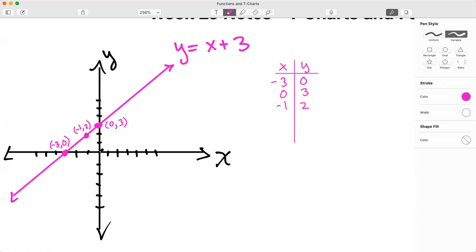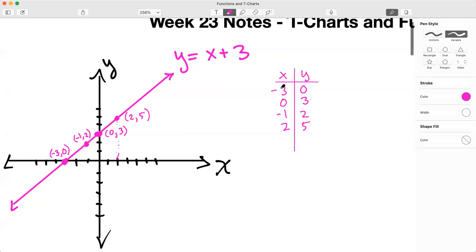Okay, let's pick another one. Let's go over here. Let's go 2 over this way. And then let's go up from there. And that is going to be another point. So it goes straight up from 2. So it goes 2 over. And then it goes 1, 2, 3, 4, 5 up. So 2, 5, 2 comma 5. So that's going to be another coordinate. And you can see that for this particular equation, we have x values and their corresponding y values.